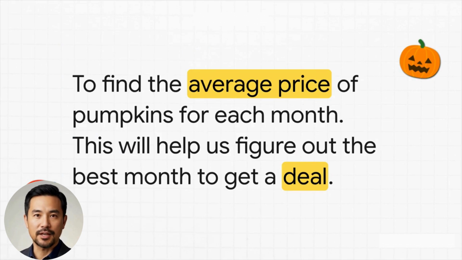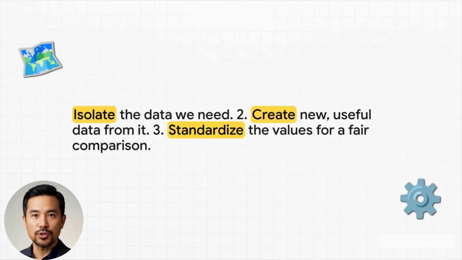Now, to guide our whole cleaning process, we need one clear goal. And for us, that goal is this: find the average price of pumpkins for each month. If we can do that, we can nail down the best months to get a good deal. Simple as that. So here's our high-level game plan. First, we'll isolate only the data that's actually relevant to our question. Then, we'll create some new, more helpful information from what we already have. And finally, we'll standardize everything so we're making fair apples to apples, or, I guess in this case, pumpkins to pumpkins comparisons.